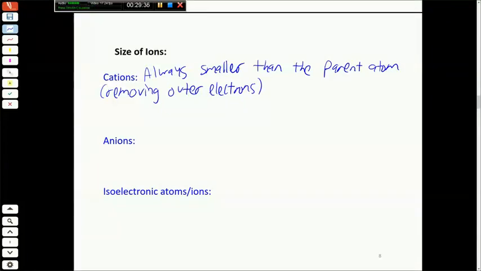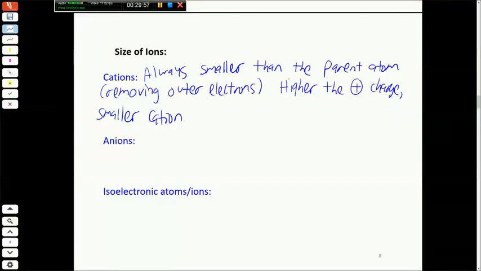it started as. And in general, if we increase the positive charge, we're going to have a smaller cation. So the more positive charge we have, the more electrons we remove, the smaller and smaller that cation is going to get.